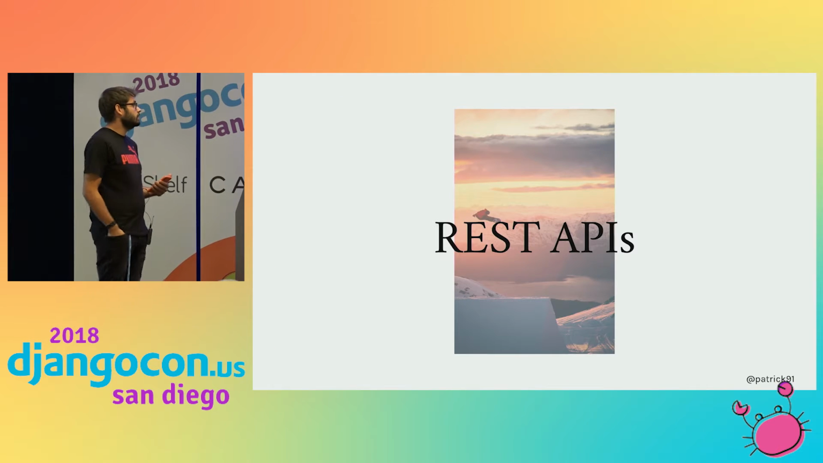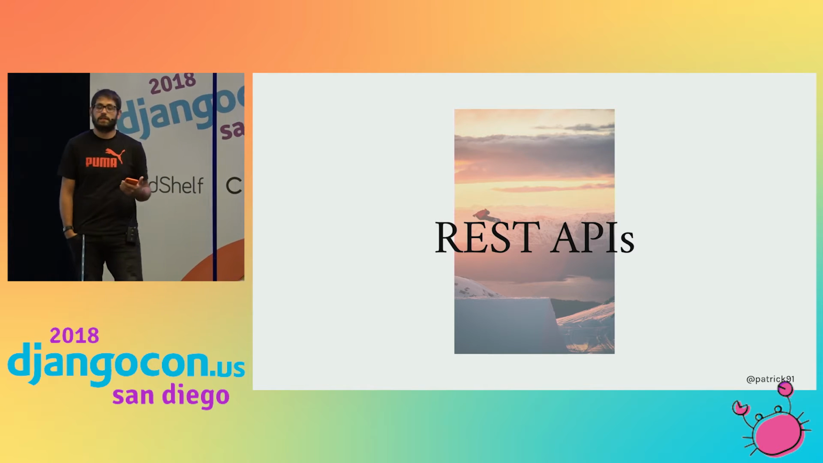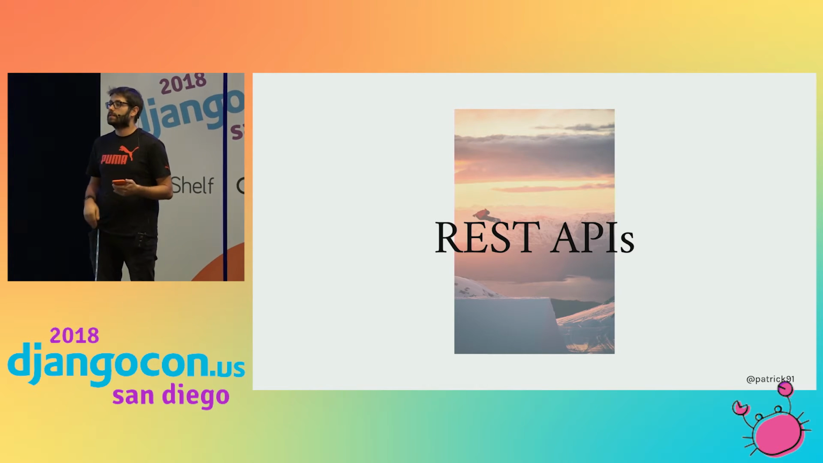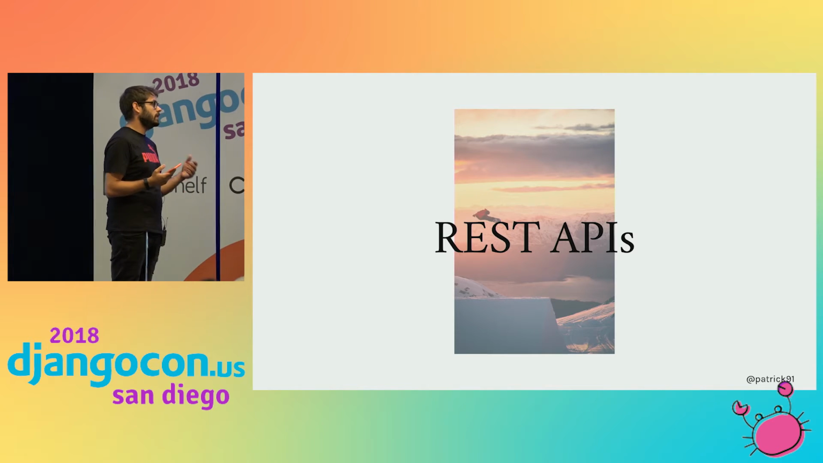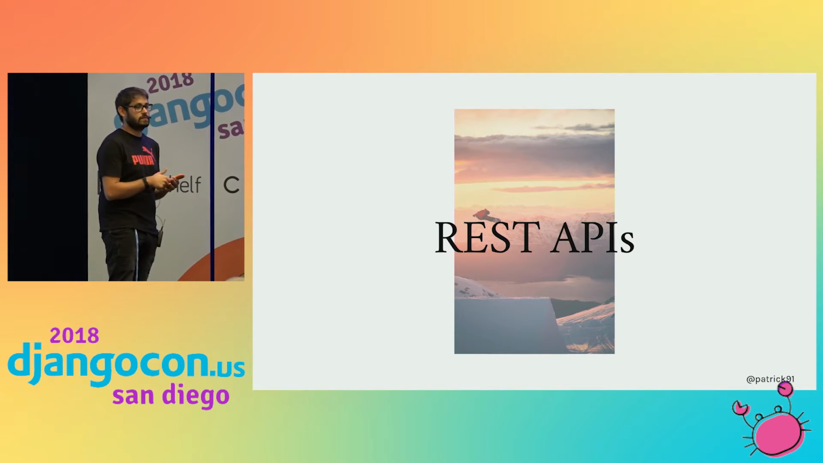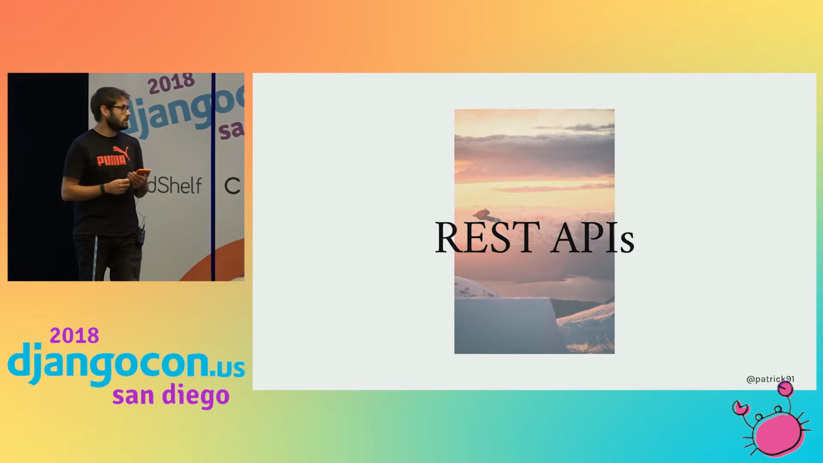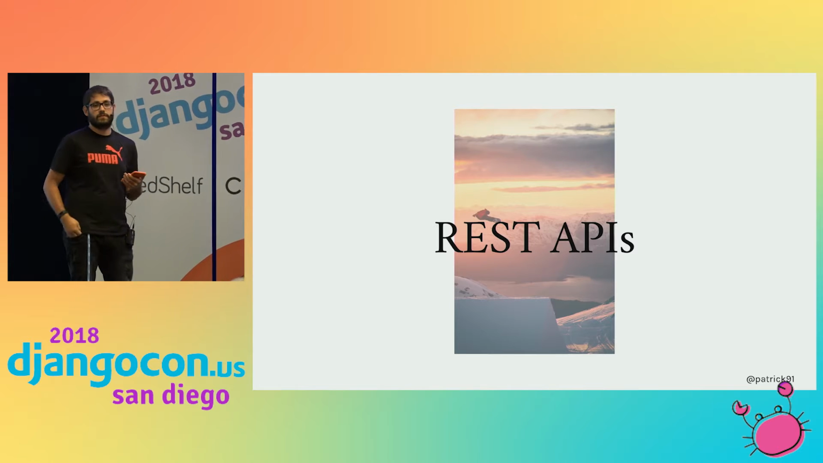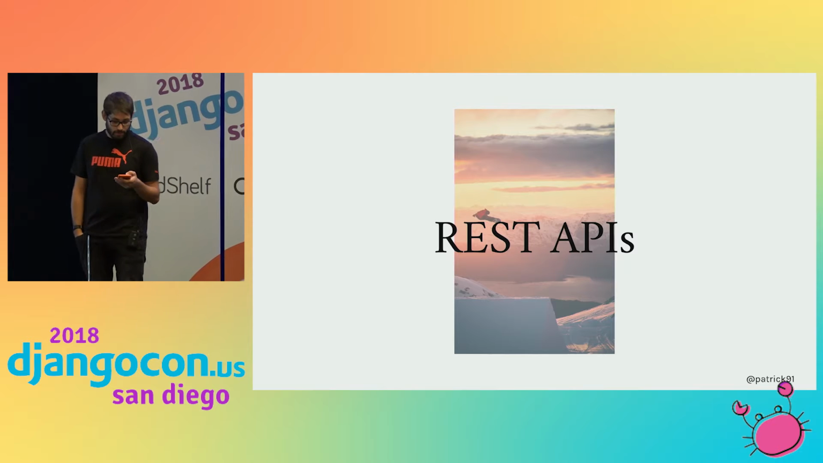One of the ways we used to communicate between a client and a backend was using APIs, and more specifically REST APIs. If you're not familiar with REST, it basically says that your API is a collection of resources, and each resource has its own endpoint, and you would use HTTP verbs to do operations on those resources, like get, post, delete, and patch.